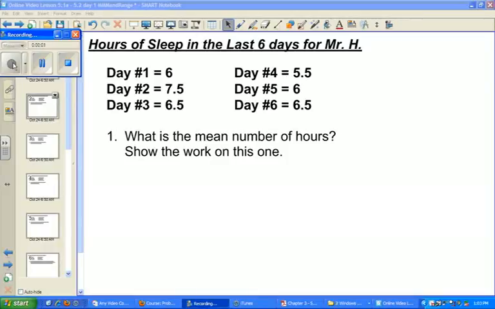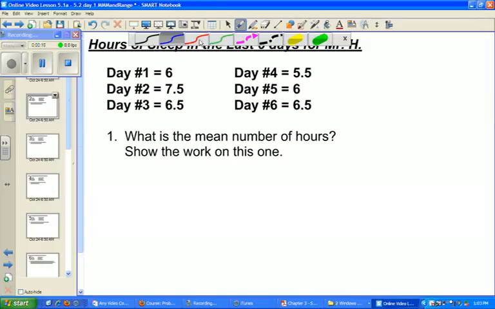Okay, for our first example on mean, median, mode, and range, we're going to take a look at how much sleep I've gotten in the last 6 days. I've listed them off here, and you can read how many hours of sleep I got each night. But what we're going to do is just answer these questions.